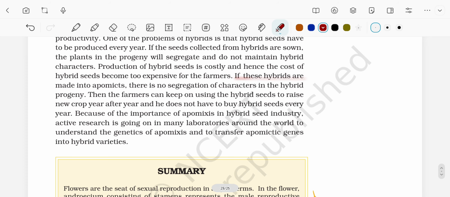If these hybrids are made into apomicts, there is no segregation of characters in the hybrid progeny. Then the farmer can keep on using the hybrid seeds to raise a new crop year after year, and he does not have to buy hybrid seed every year. Because of the importance of apomixis in the hybrid seed industry, active research is going on in many laboratories around the world to understand the genetics of apomixis and to transfer apomictic genes into hybrids.